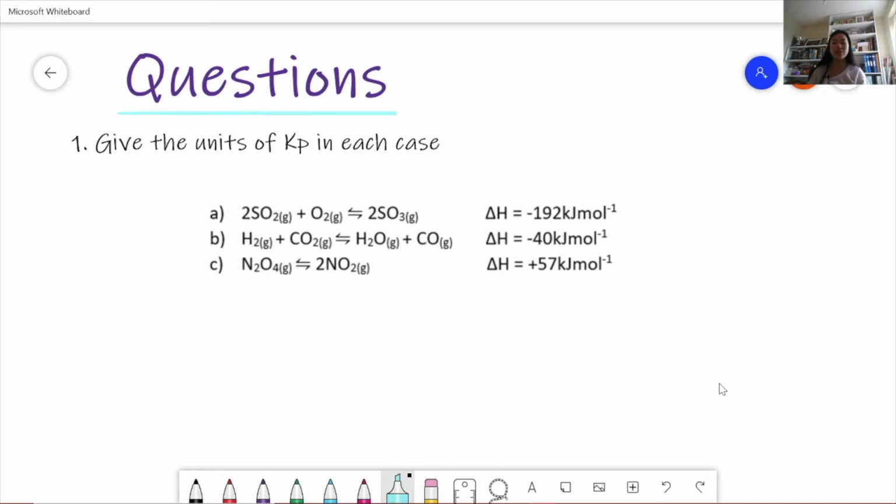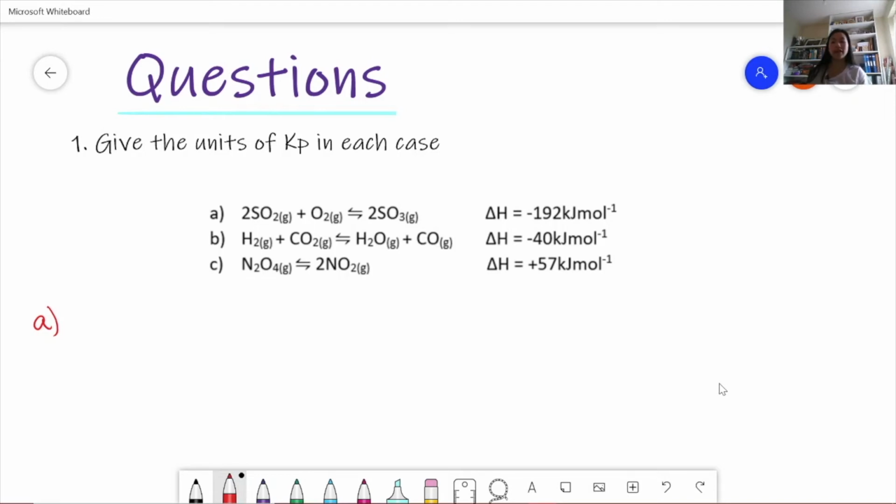Now we're going to have a look at some questions. So give the units of Kp in each case. So we're going to start off with A. And we know that Kp is the partial pressure of the products, divided by the partial pressures of the reactants. And so we can find out the units quite easily by just writing out the units of each of the species and then cancelling out.